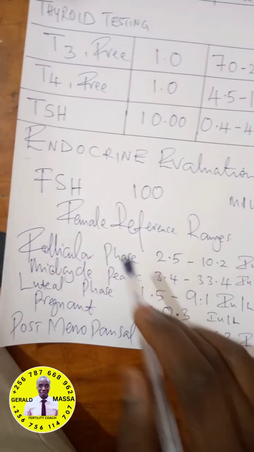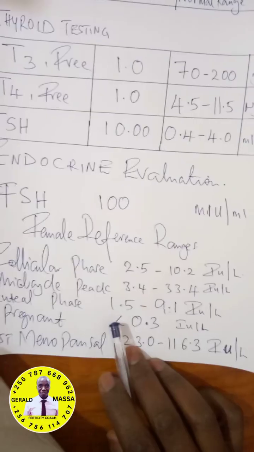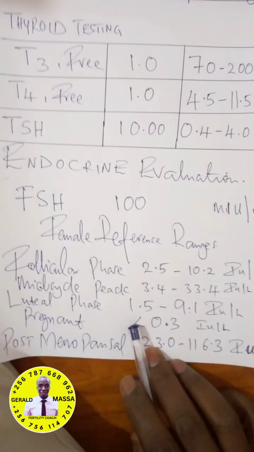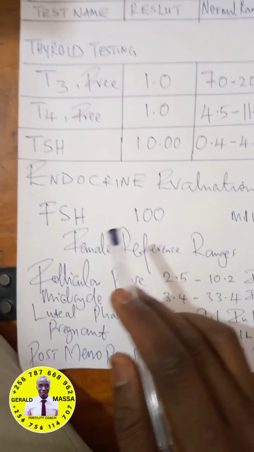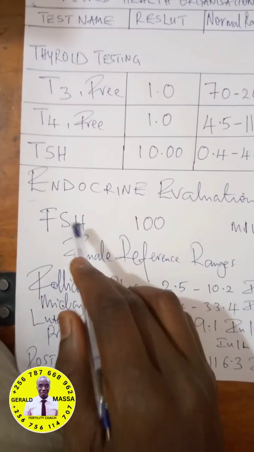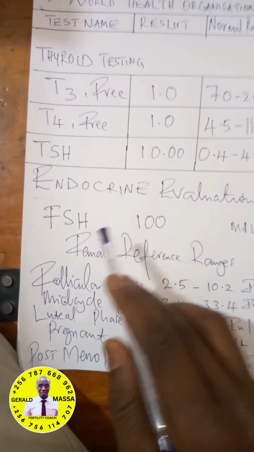And maybe she ended up with this result. What could have happened is that when she reached her adult life, she got married, something could have happened to the particular part in the brain which is supposed to release the FSH.